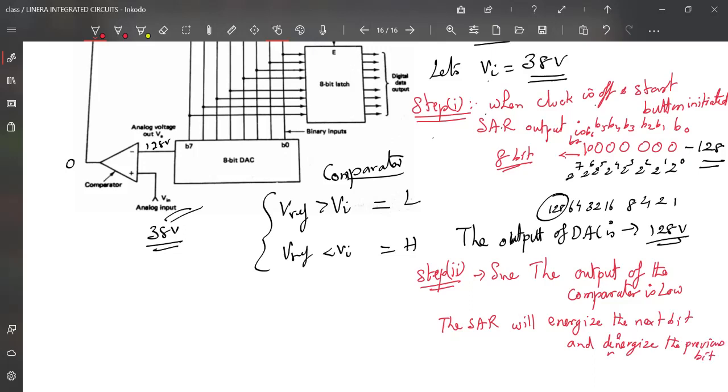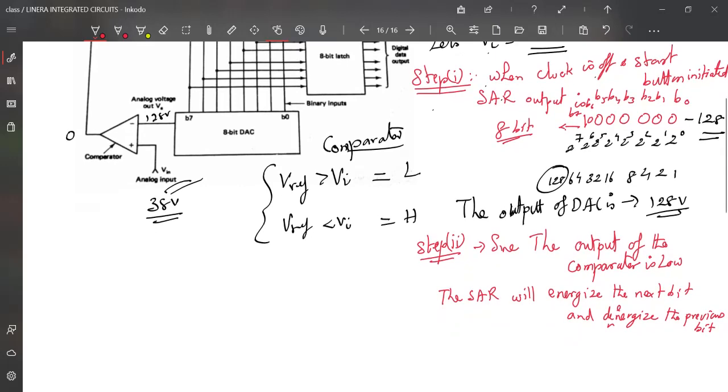So what happened? Now the SAR output will become 0, 1, 0, 0, 0, 0, 0. So the corresponding equivalent analog value for the given input will be 64. This 64 will be given to the comparator from the digital to analog converter. 64 will be compared with the input voltage. Now what happened? Still the output will be low.